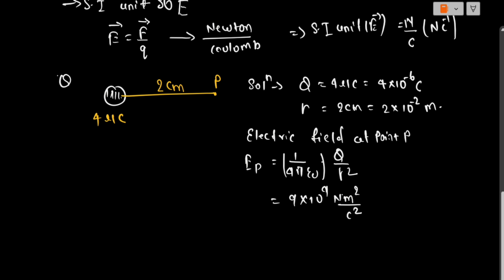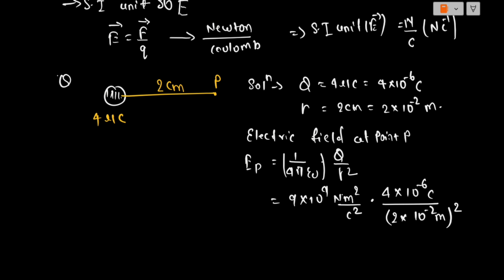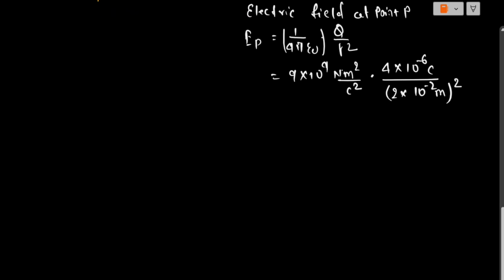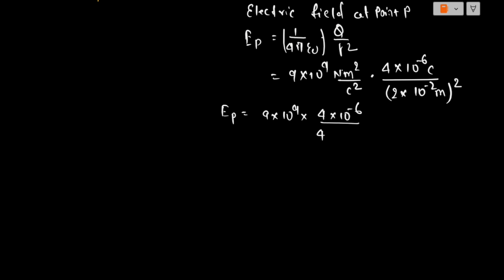Now the charge has the value of 4 multiplied by 10 to the power minus 6 Coulomb, and the radius, which is actually the distance, 2 centimeter, has the value 2 into 10 to the power minus 2 meter, and we have to take the square of the distance. Now we can calculate it. So EP would be equal to 9 into 10 to the power 9 multiplied by 4 into 10 to the power minus 6, over 2 into 10 to the power minus 2 whole square, and this is Coulomb, and this is meter square.